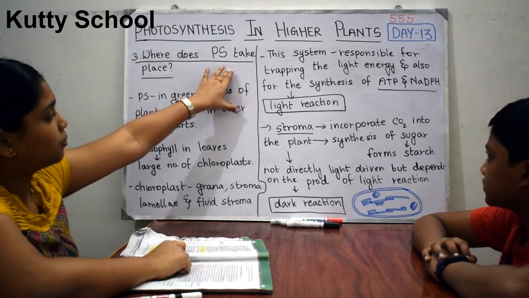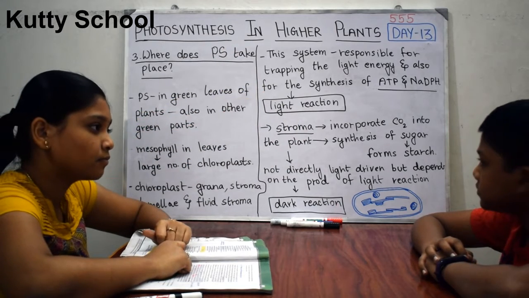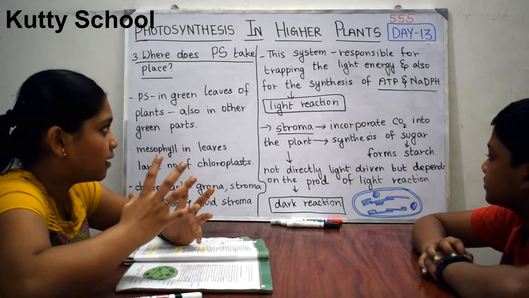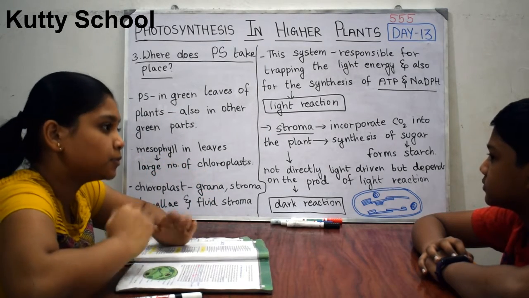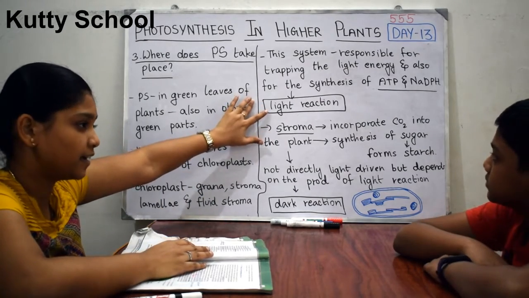This process is known as light reaction because it is dependent on light. It traps light energy and prepares energy bonds like ATP and NADPH. This is known as light reaction.